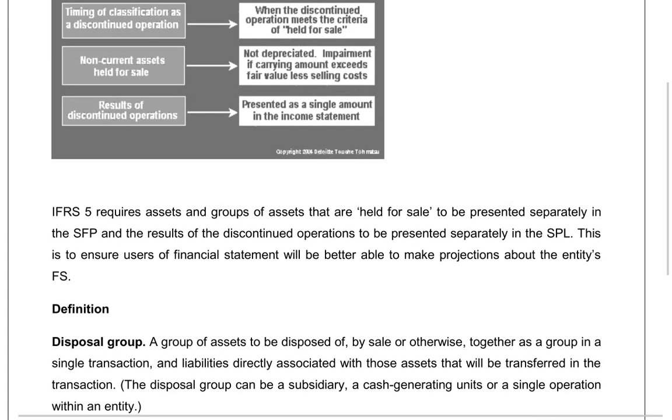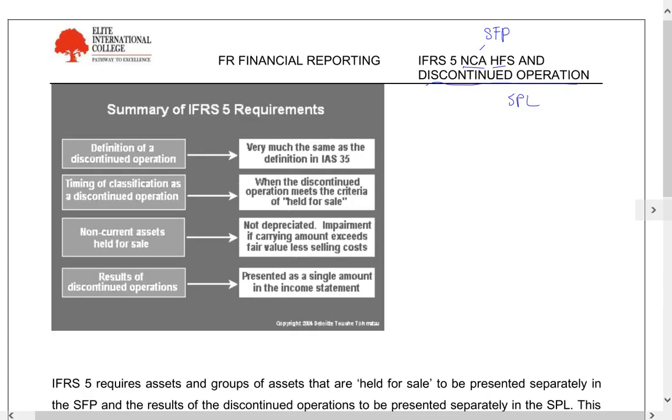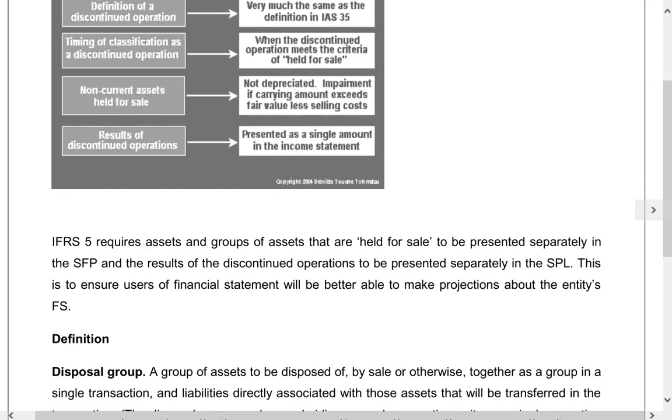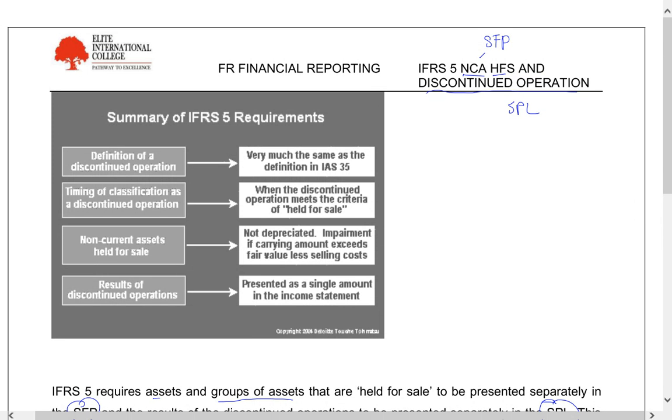Okay. So IFRS 5, non-current asset held for sale and discontinued operation, two things. It requires assets and groups of assets that are held for sale to be presented separately in the SFP, and the result of discontinued operation to be presented separately in the SPL. Asset held for sale, SFP; discontinued, SPL.